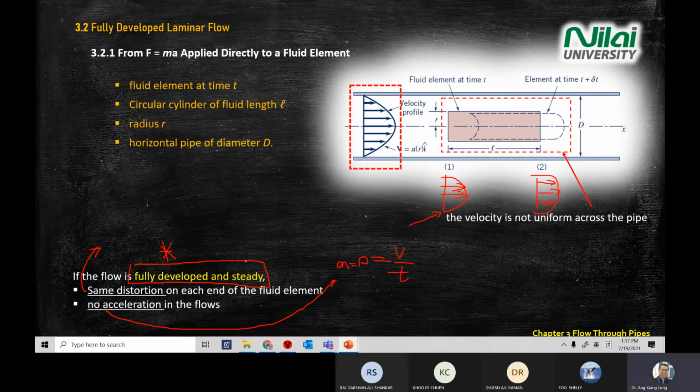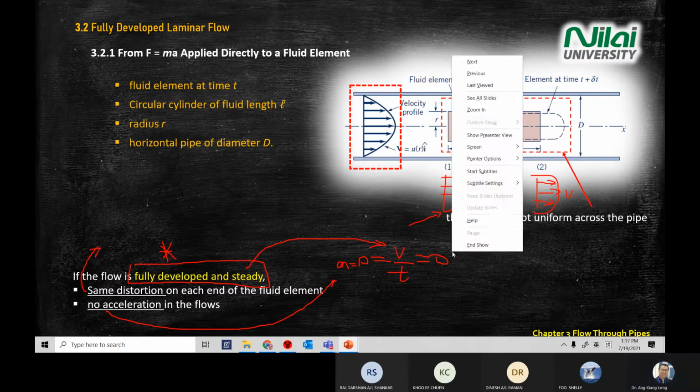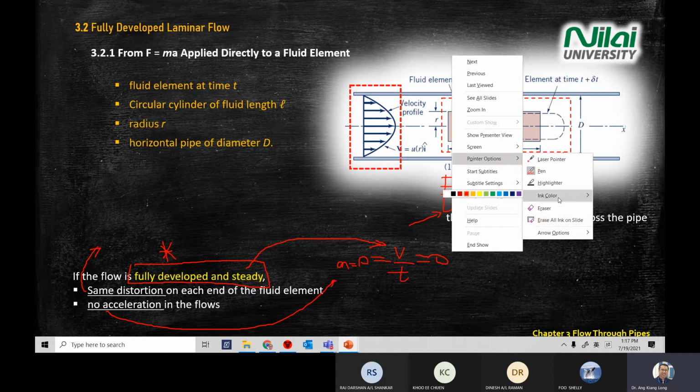So since you are steady, the rate of change of your velocity is 0. When it's steady, the rate of change of your velocity will be the same because v here will be the same as v here. V at 1 will be the same as V at 2 at the center of the pipe. So the rate of change from point 1 to point 2 will be 0. These are the important concepts.